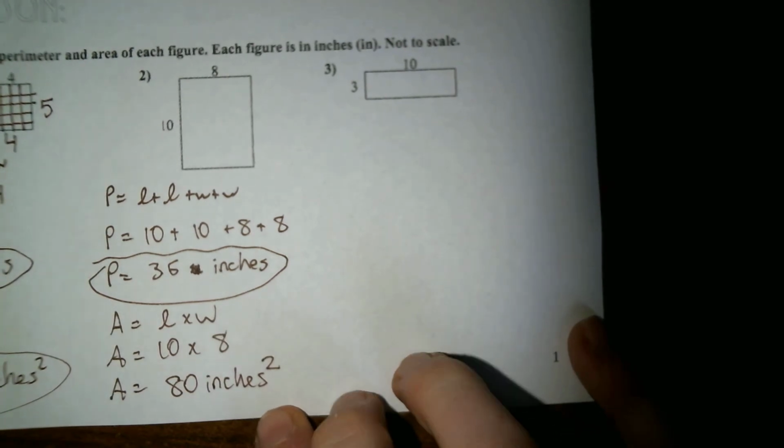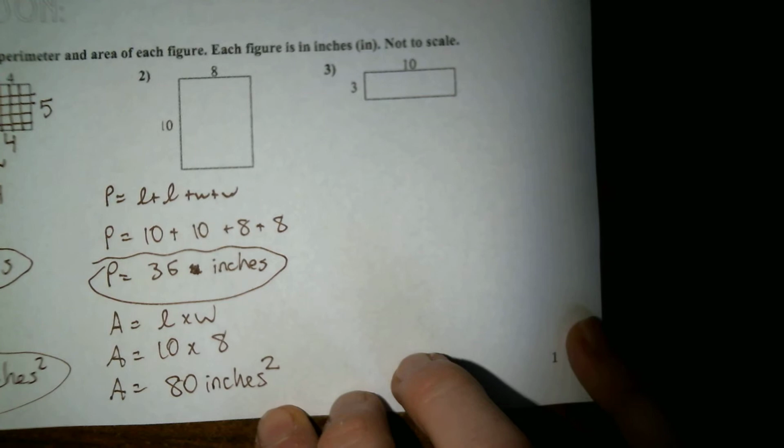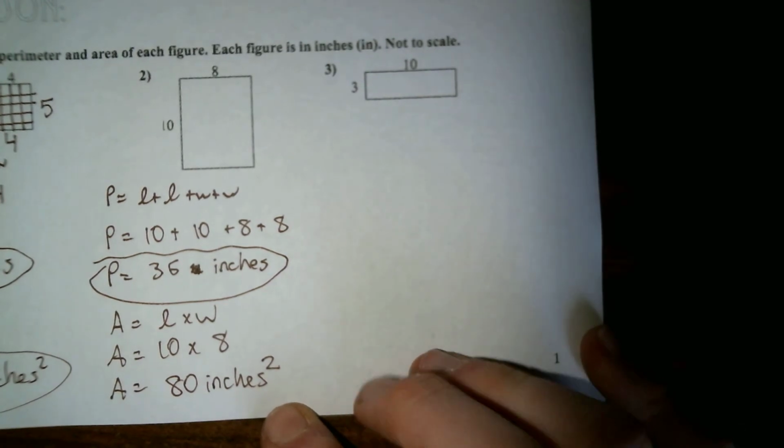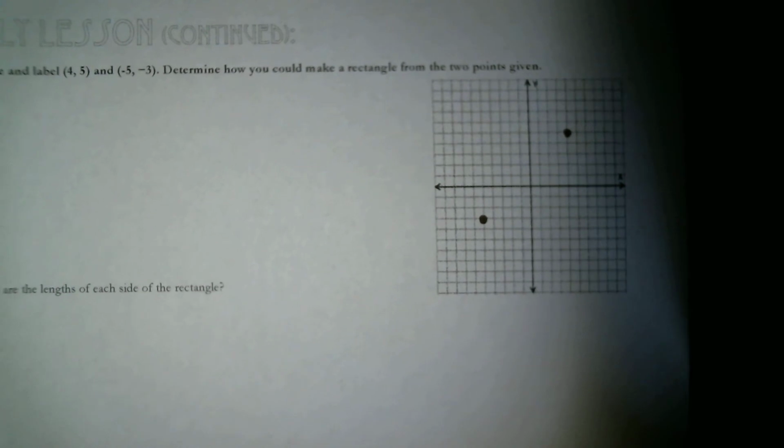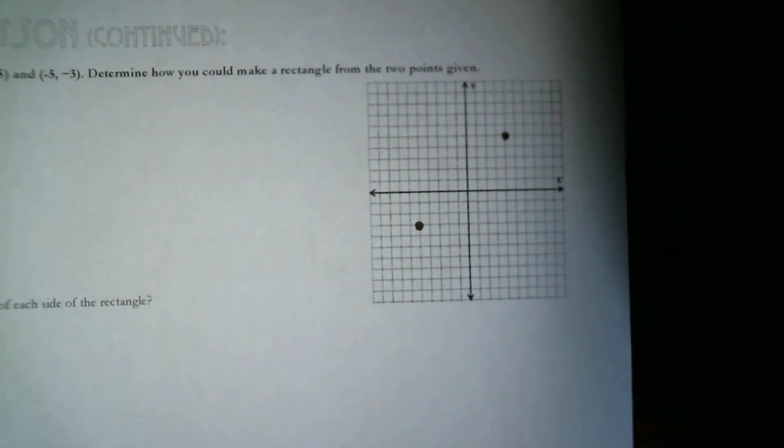cover that rectangle. So let's actually look at this on the coordinate plane now. So we're asked to consider these 2 points. We're asked to locate and label 4, 5 and -5, -3. So go ahead and plot those points on yours. Make sure you have that.